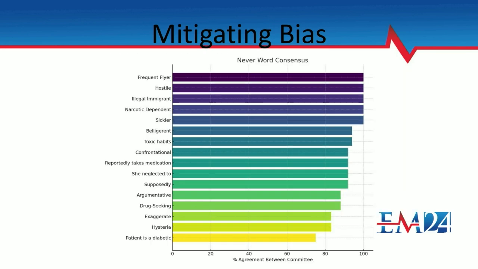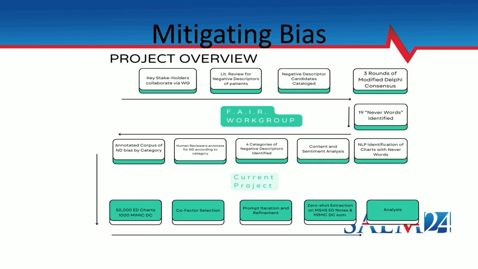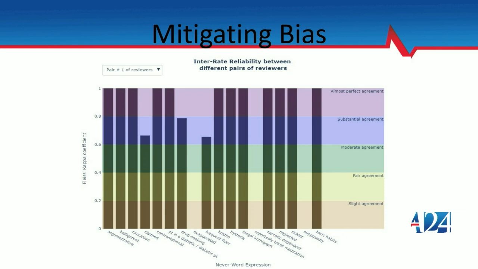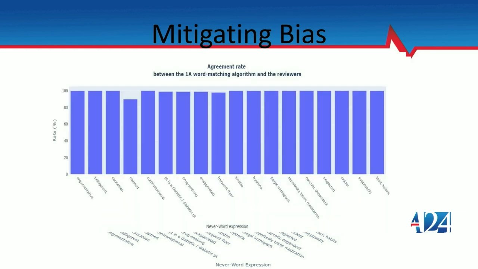And we decided on what we called 19 never words, words that should never appear in the chart under any circumstance. So things like frequent flyer, illegal immigrant, argumentative, drug seeking, things that we think there's no tolerance for. We then got some human reviewers to see if they could all agree on what these bias terms were, and we were satisfied with anything over 0.6 in their inter-rater reliability, so we had gotten to moderate agreement. When we compared our reviewers with the actual NLP model, it was nearly 100% except for the word claimed, which has other meanings in the EMR that are unbiased.